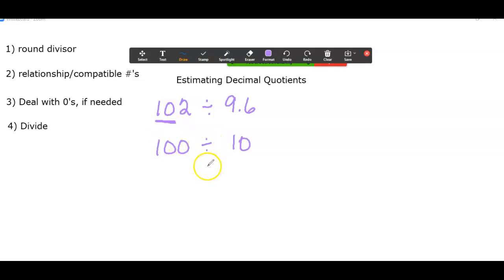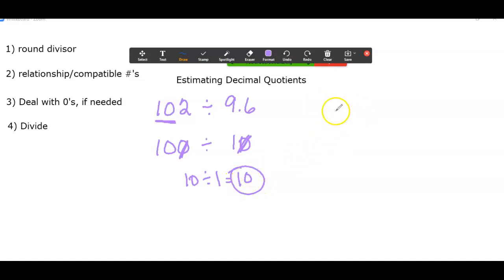Now, here is where I can deal with some zeros. Remember, I have to have the same amount of zeros on each side to match them up and get rid of them. So on this side, I only have 1 zero, so I can only cross off 1 zero on this side. And now I have 10 divided by 1. Well, step 4 is divide. 10 divided by 1 is 10. So my real quotient should be close to 10.